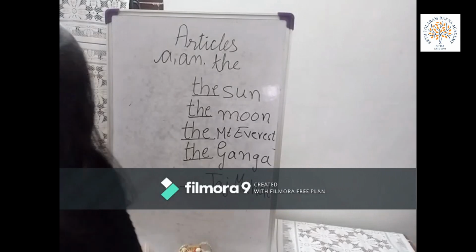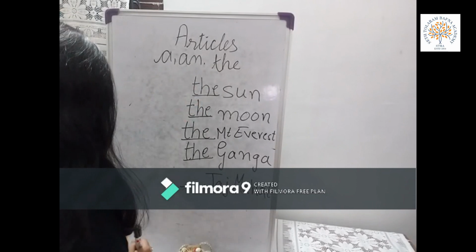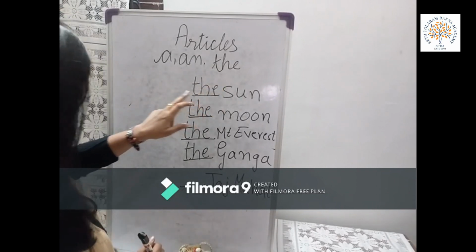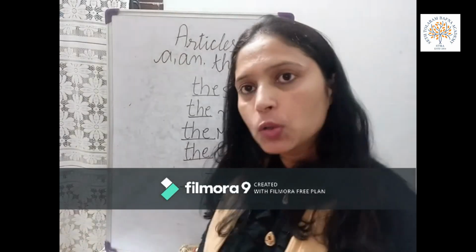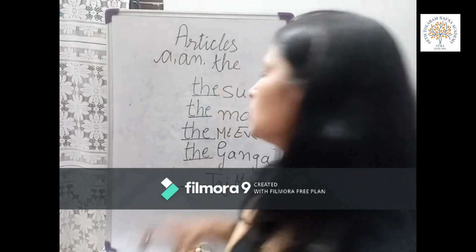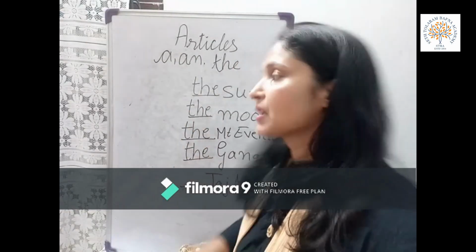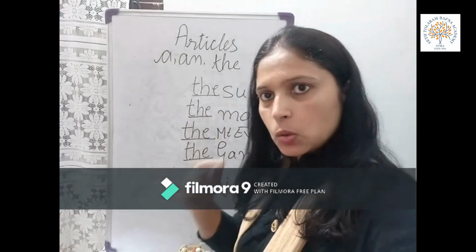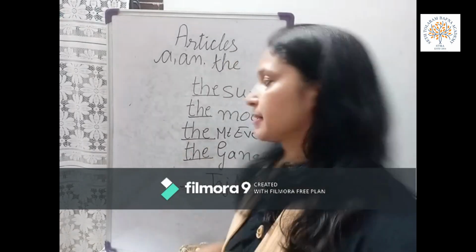Now again, there are three articles in our English language, a, an and the, and always remember the is used before a singular or plural noun. It is also used when we are talking about something particular or specific. As we all know, there is only one sun, so we will say the sun. Again we know there is only one moon in this whole universe, so we will say the moon. The third is Mount Everest. Mount Everest is a huge mountain. It is only one in the world, so we will say the Mount Everest.